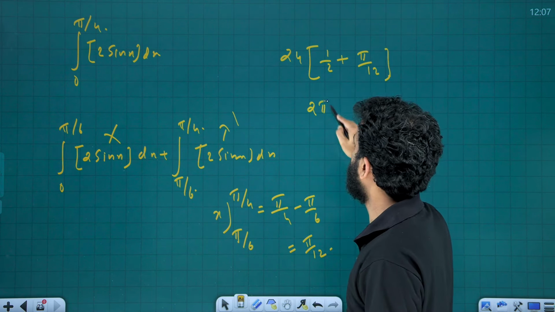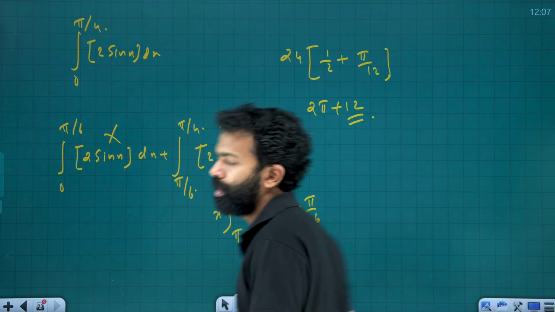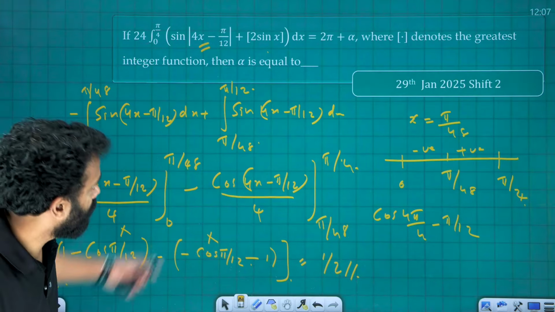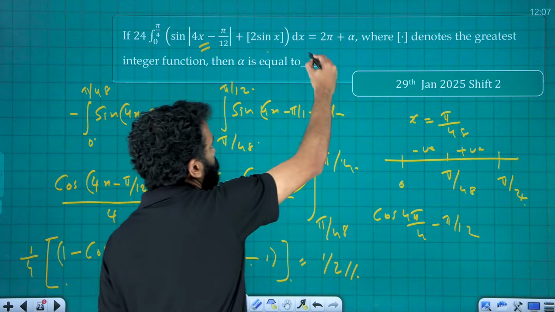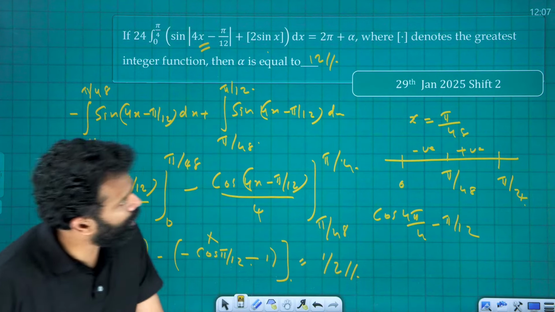Therefore, it will be 2 pi plus 12. Okay, 2 pi plus 12. Therefore, the final cut answer will be what? That was alpha, right? The value of alpha is equal to 12. Okay, and that's over. Done and dusted.